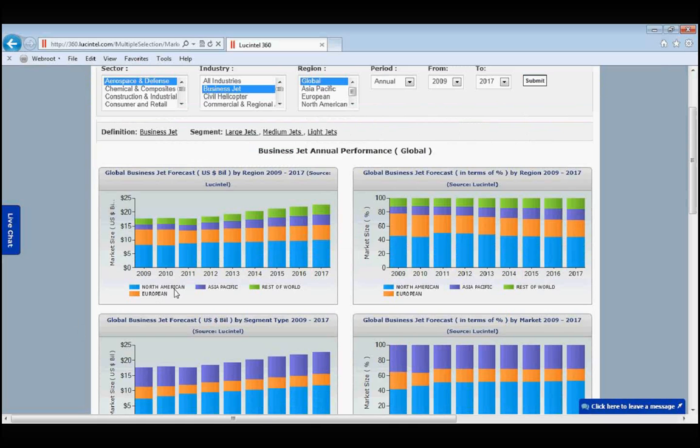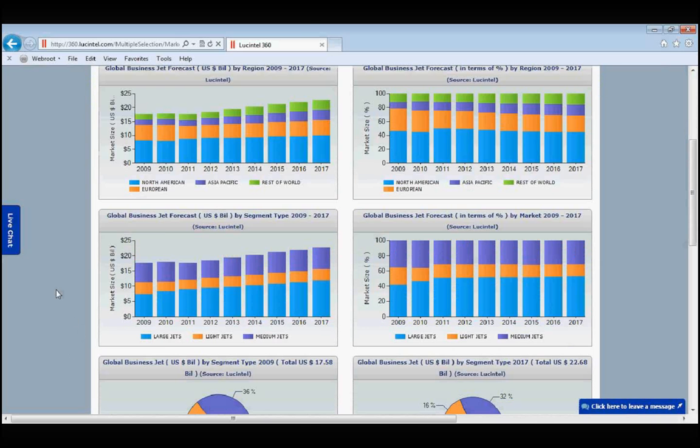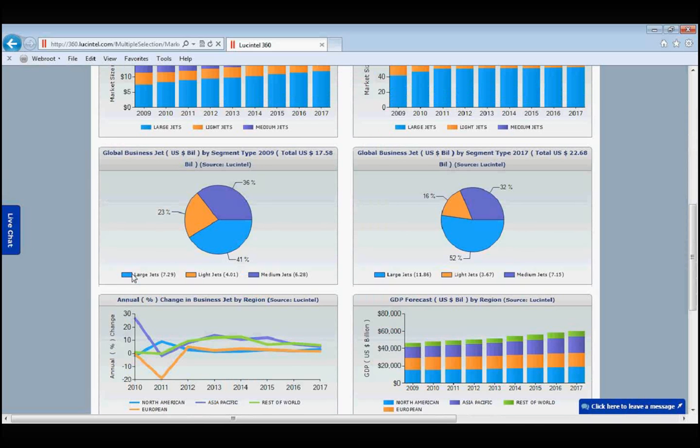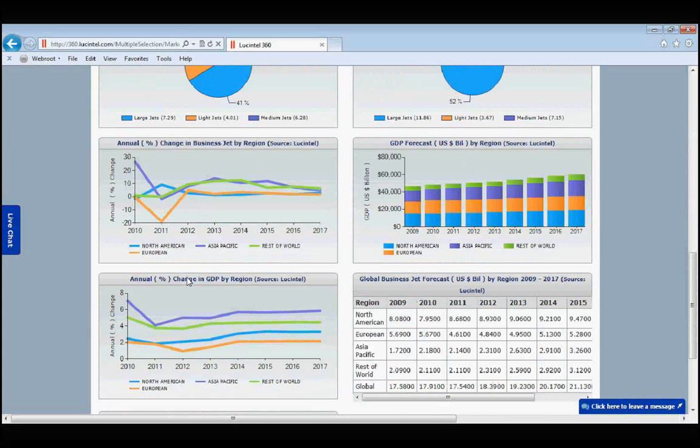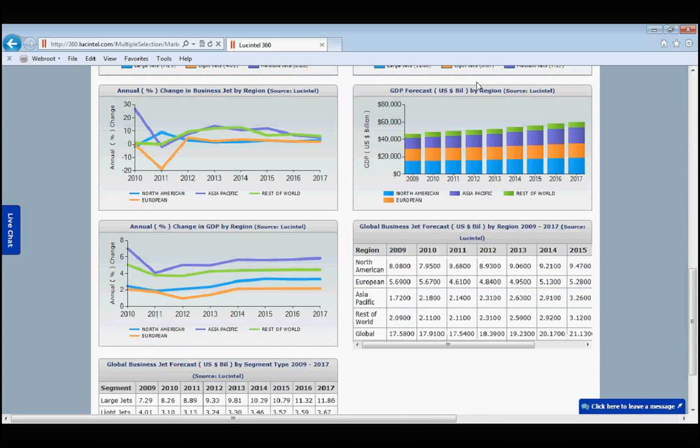If you hover over here, you'll actually see those numbers, with North America being at 9.95 billion. In terms of the forecast, you'll have the global jet forecast by millions and segment type. So we'll segment this by large jets, light jets, and medium jets. Global jets, you will look at the segment type here, the change in GDP, GDP forecast, and then the raw data here.